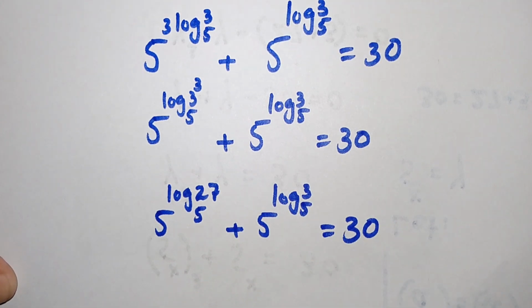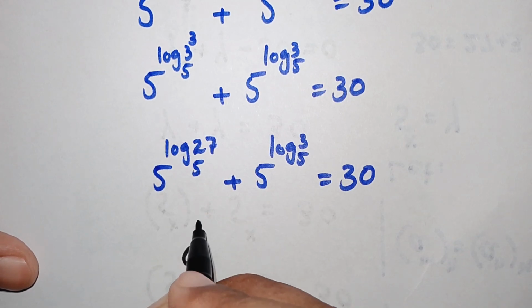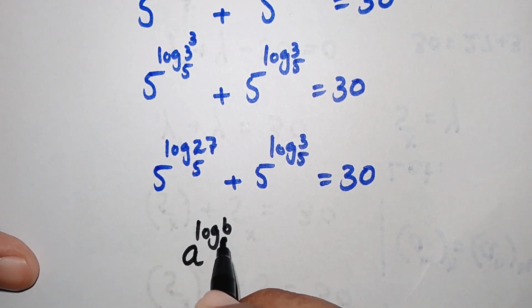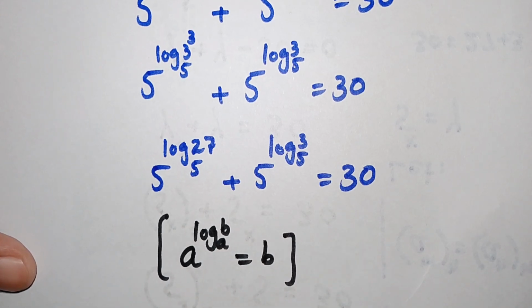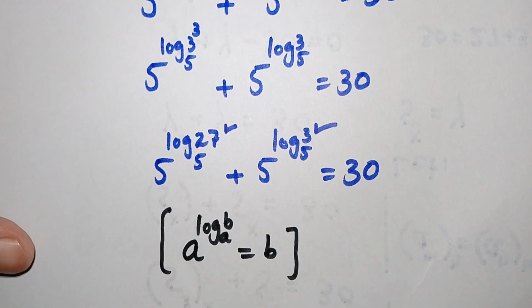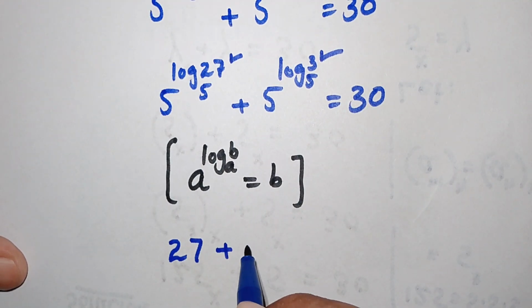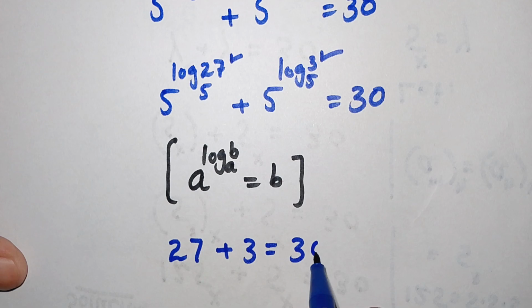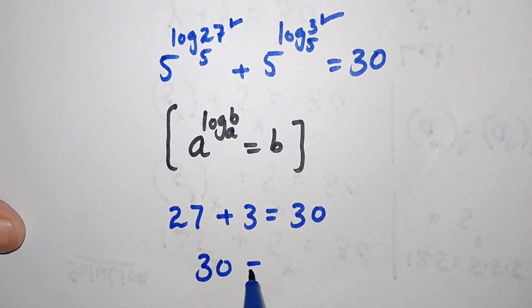Now here we know that a to the power of log of b with base a is equal to b. So to apply this condition, here b is equal to 27 and here b is equal to 3. So this will become 27 plus 3, which is equal to 30, and finally 27 plus 3 is equal to 30, which equals 30 at this side.